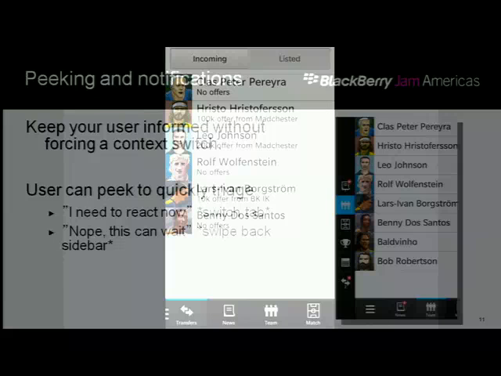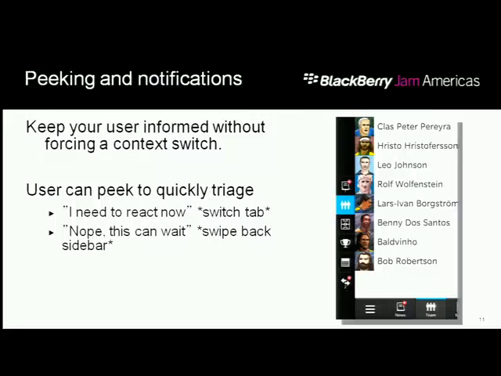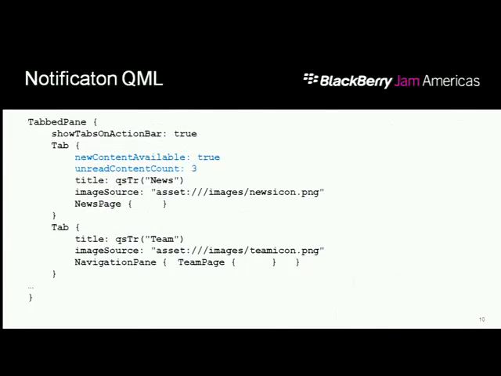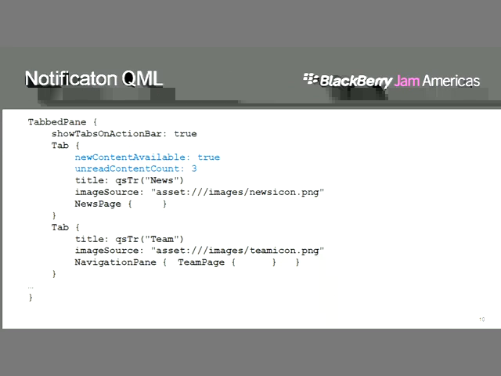If you switch me back, thank you. Not every app will be full of real-time events, but if you have one, definitely check out how to use notifications. It's very simple from a QML perspective. You basically control these two properties on your tab. New content available, true, that gets the splat up. And unread content count is optional, but that sets how many unread messages or events have happened. If your app just uses these, you will get that splat automatically on your tab. It's very useful.